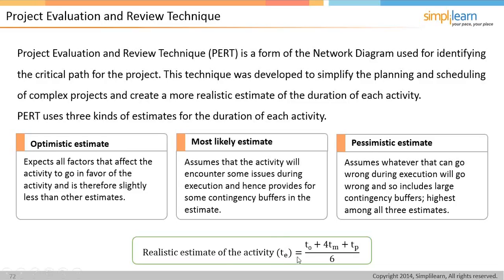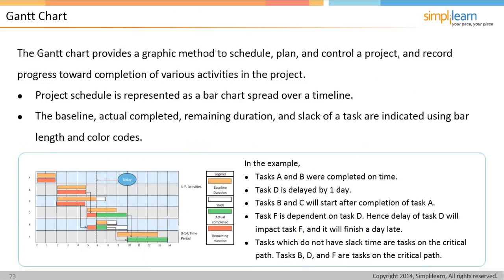So here we have the realistic estimate of the activity. The time for the estimate is equal to the time for the optimistic, plus four times the time for the most likely, plus the time for the pessimistic, divided by 6, and that'll give you the realistic estimate of the activity. So we put those times in there, do our calculation, and it'll give us the realistic estimate of the activity. So that's a good way to project, or forecast maybe is a better way to say that, how long we think the activity will take.